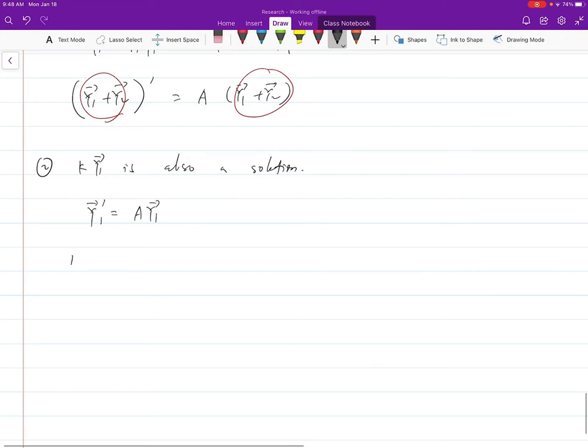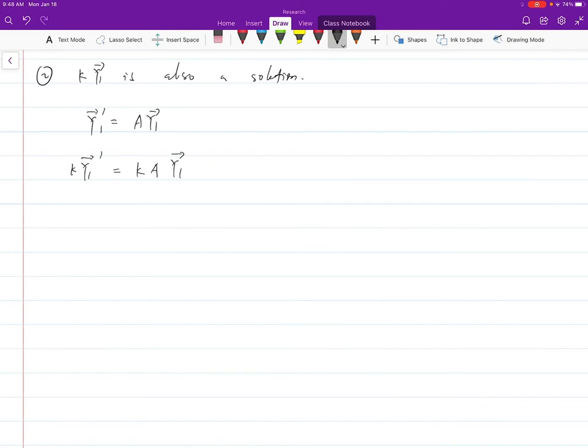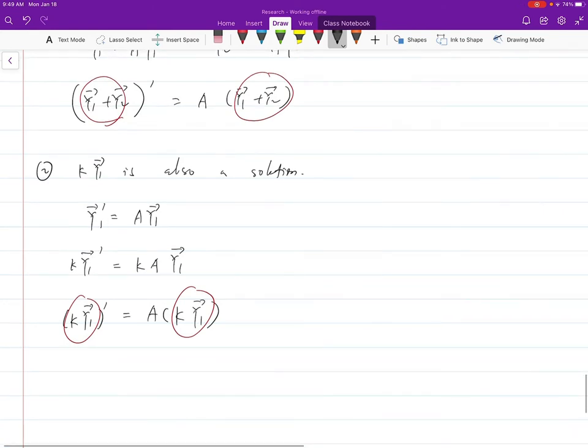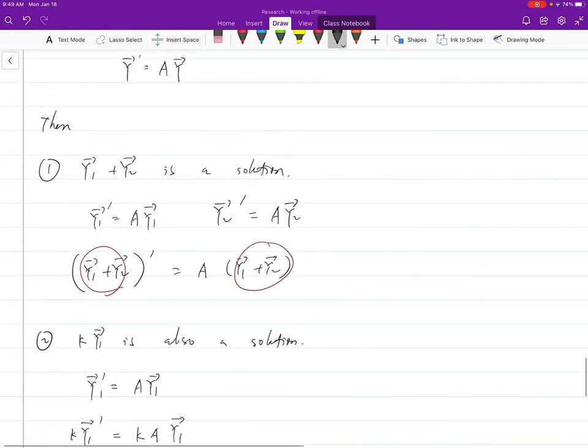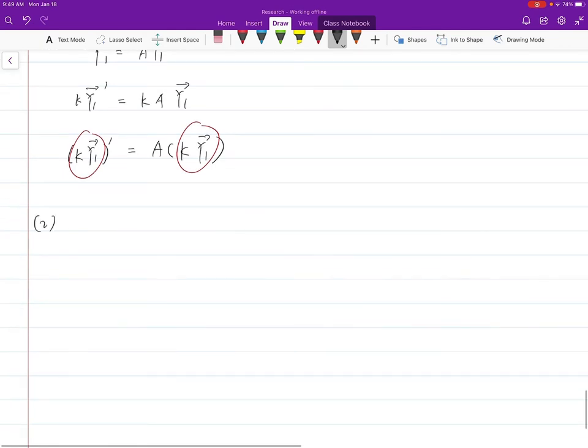If you already have this, you just multiply both sides by k. Now, using the properties of scalar multiplication with matrices and vectors, we can easily put this in by switching the order. And you can see, okay, this is also a solution. All right, this is the first linear property we have. That is, if you have two solutions, then all possible linear combinations of these vectors are also going to be solutions. Then second, we will be able to find the general solution in the following way.